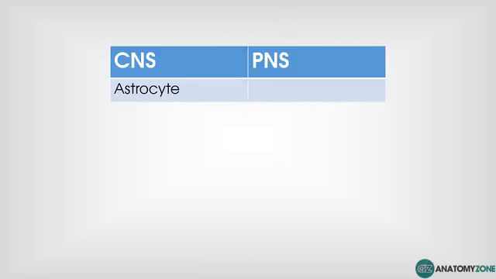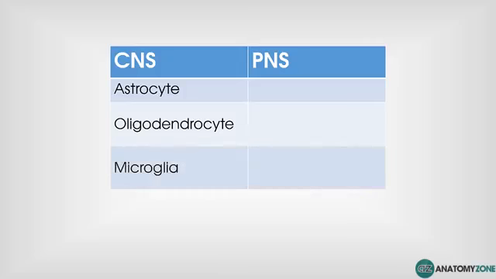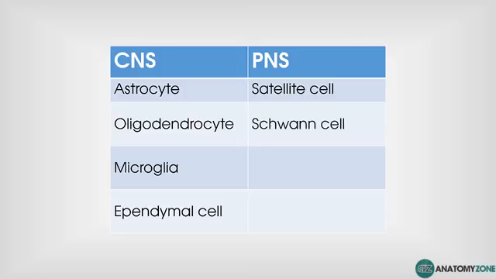So there's quite a few different types of glial cells. There are 6 types, and you've got 4 in the central nervous system and 2 in the peripheral nervous system. So in the central nervous system, you've got the astrocyte, you've got the oligodendrocyte, the microglial cell, and you've got the ependymal cell. In the peripheral nervous system, you've got 2 types of glial cell. You've got the satellite cell, and you've also got the Schwann cell. So let's take a look at these different cells.